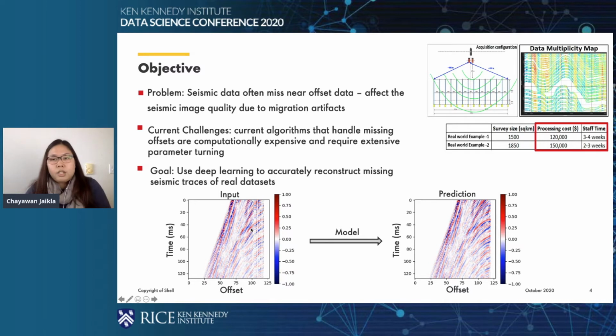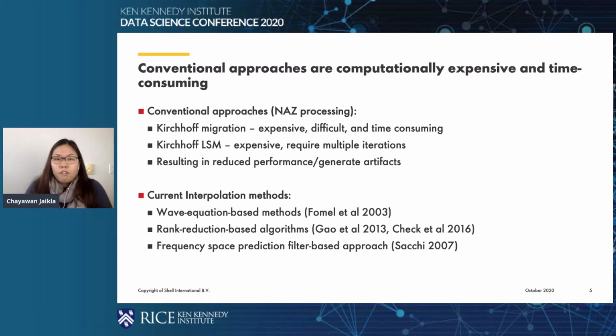Our objective for this project is to develop a deep learning model which reconstructs missing seismic data in the blind field data set, in order to use it in the exploration imaging workflow instead of the conventional approach. Here are some examples of the conventional approaches that I mentioned earlier that are computationally expensive and time-consuming. An example of a conventional approach is Kirchhoff migration, and the current interpolation methods are wave equation-based or rank reduction-based algorithms.